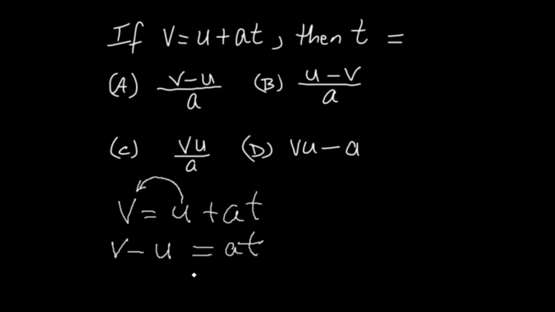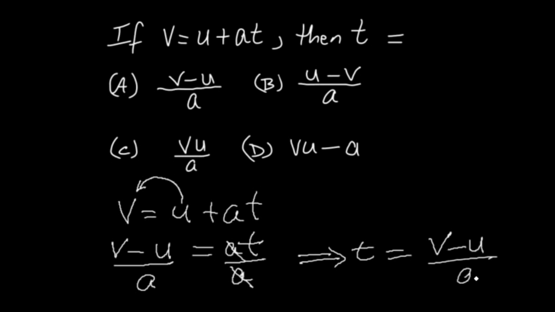All right, so what's the next step? The next step is to divide by A, because A is connected to T by multiplication. So to remove A, we divide by A, and we do that to both sides. And so A is cancelled, and we're left with T equal to V minus U over A. T equals V minus U over A.